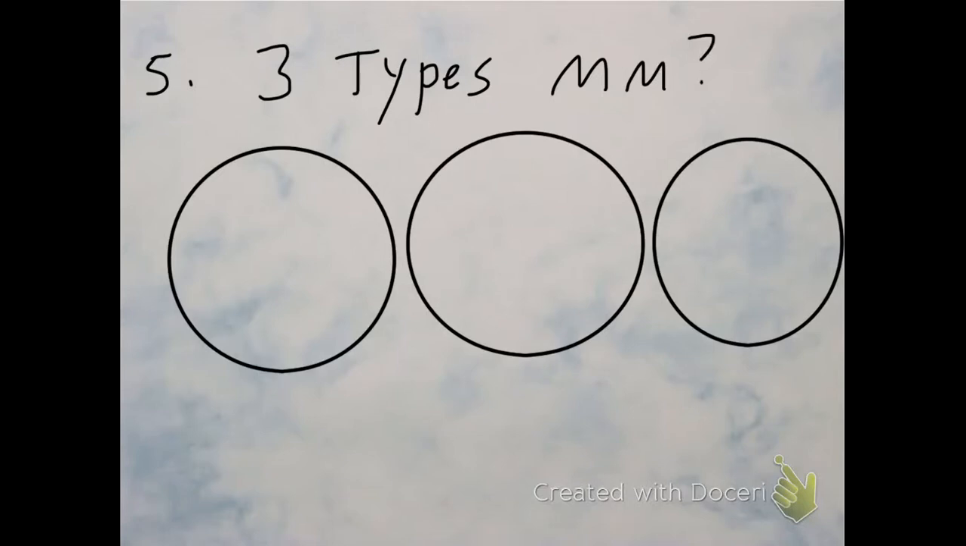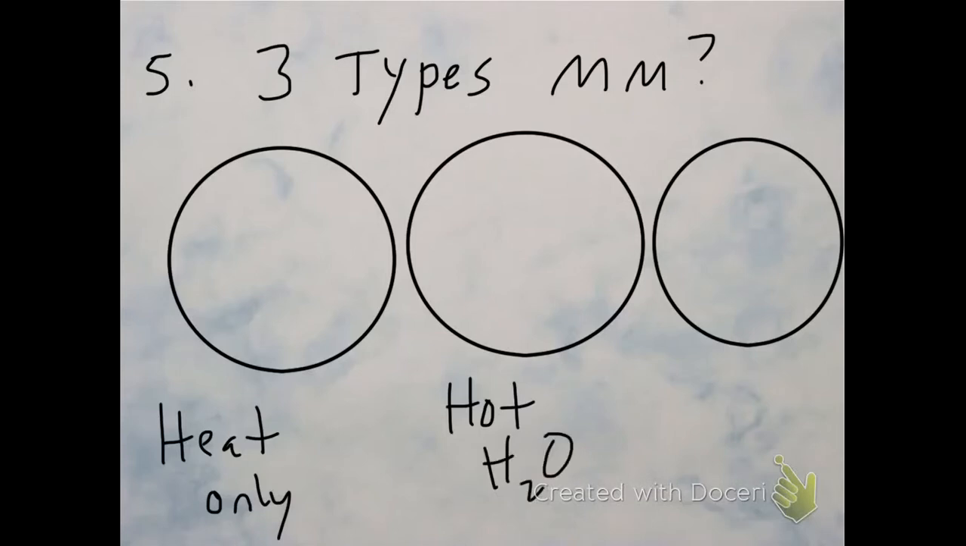3 types of metamorphism. So I'm not going to give you the answer straight away. I'm going to give you some clues. The first one involves heat only. The second one is going to involve some very hot water. And the third one is going to involve metamorphism over a very large scale.